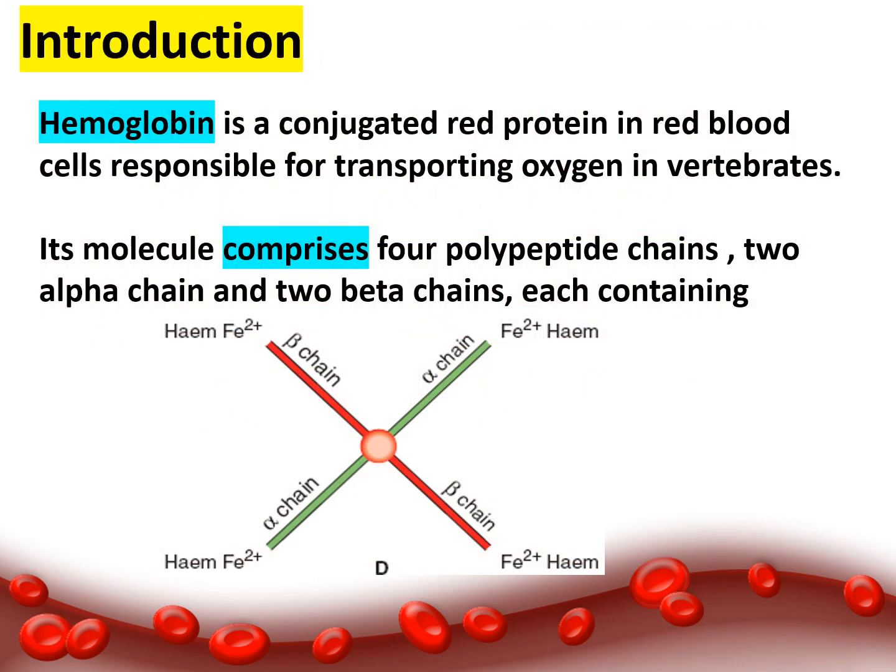First I will teach you some theory aspects and then I will show you how to do the practical of estimation of hemoglobin. So now tell me, what is hemoglobin and what are its components? Hemoglobin is a conjugated red protein found in RBCs, red blood cells, and is responsible for transporting oxygen in vertebrates, right? Its molecule comprises four polypeptide chains, containing two alpha and two beta chains.